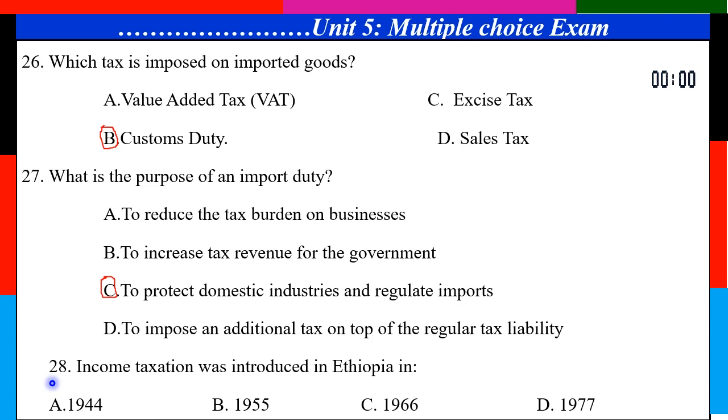Question number 28. Income tax was introduced in Ethiopia in A. 1944, B. 1955, C. 1966, D. 1977.